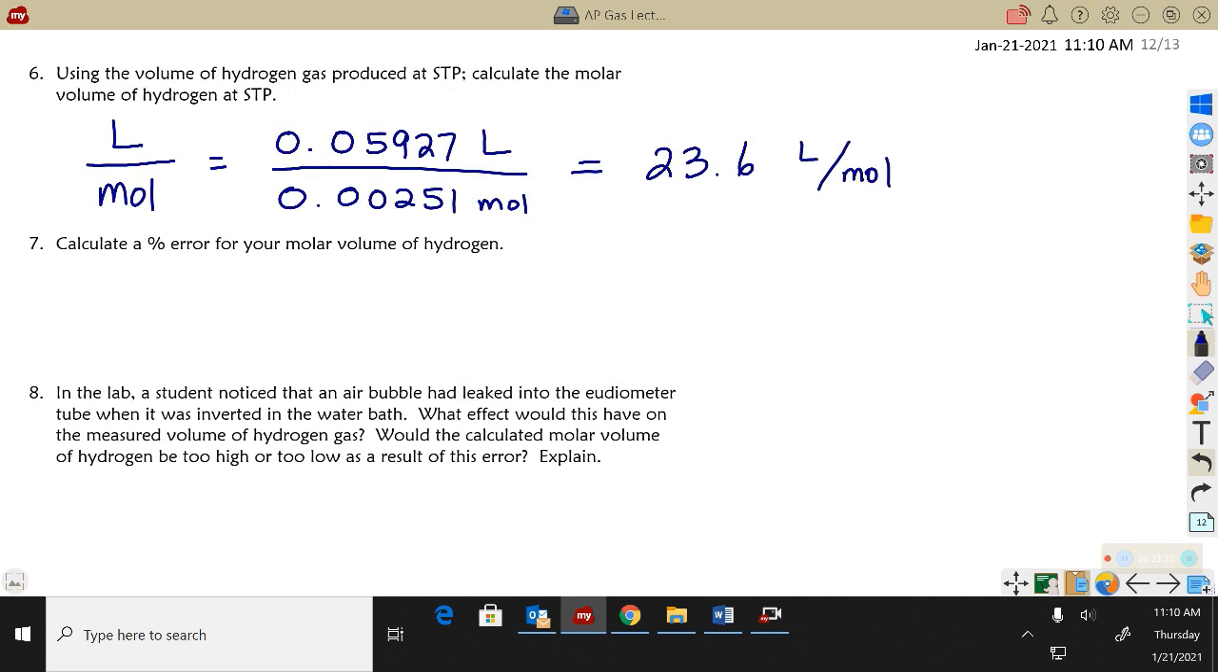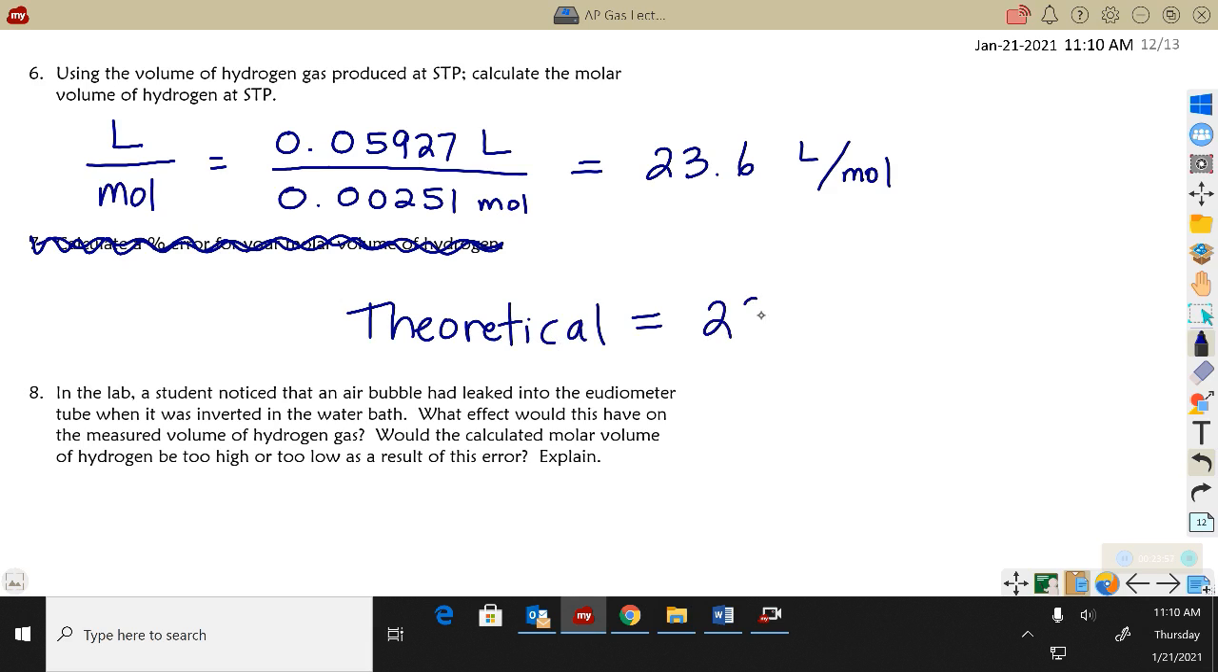And so that's why they had us convert our volume to the volume if we would have been at standard temperature and pressure, so that we can compare this to the 22.4. I don't care so much about calculating a percent error. I don't need a percent error. But we could just put down here that the theoretical would have been 22.4 liters per mole at STP.